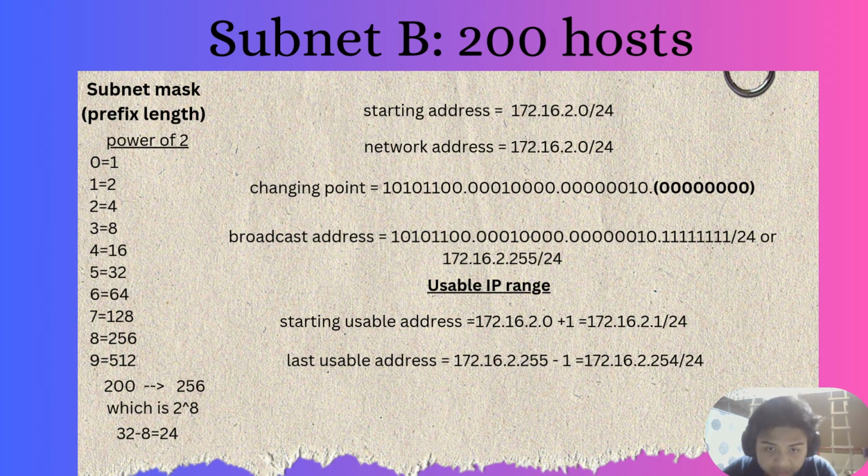The first usable address is the network address plus 1, which is 172.16.2.1/24. The last usable address, which is the broadcast address minus 1, is 172.16.2.254/24.